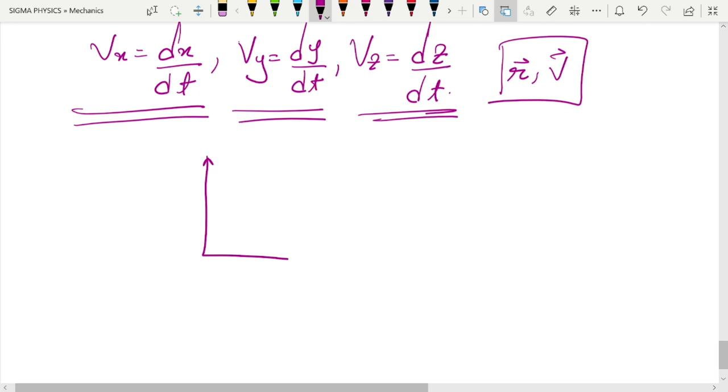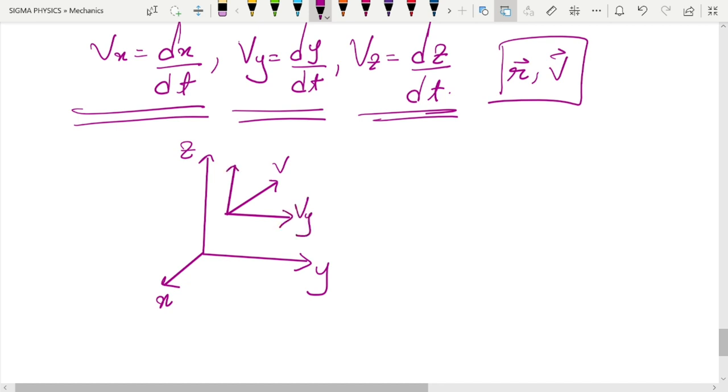Again, drawing our coordinate system. If a particle has some velocity, let's say in this direction v, and this is the y, this is the z, and this is the x direction, then you can break the particle's velocity into its velocity in the y direction, its velocity in the z direction, and similarly a velocity in the x direction. Right, you can do this.